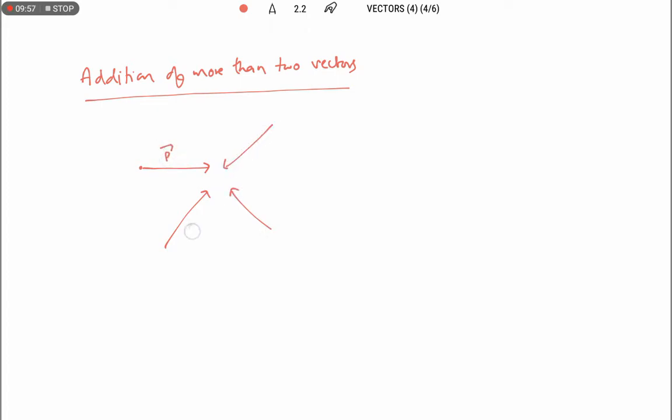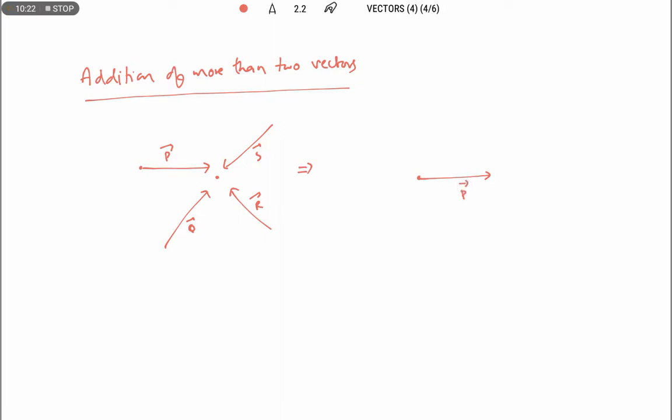So P bar, Q bar, R bar, S bar. Right. Now let us add them. Without changing the sense, we should add them. First I am taking p bar. More than 2 vectors, nothing but it should be a polygon only. So this is p bar.